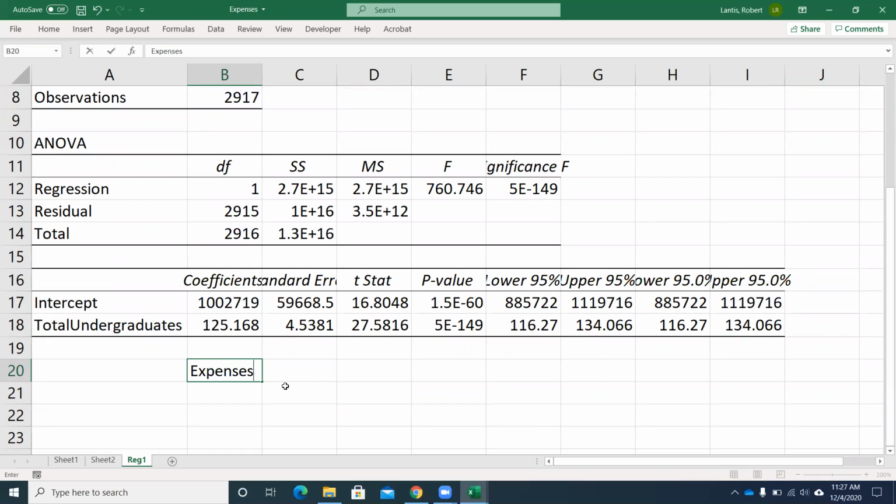So if we think about the regression equation we have, it looks something like that. The interpretation here is that for an additional student, an additional undergraduate, the expected basketball expenses go up by $125, right? So that's our 1 unit change in the X variable causes the predicted Y variable to go up or down by whatever this coefficient estimate is. It's very significant. Remember, e to the negative 149 would mean move that decimal point 149 spots to the left. So this is pretty much a p-value of 0.